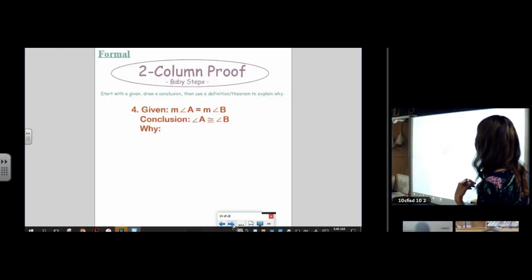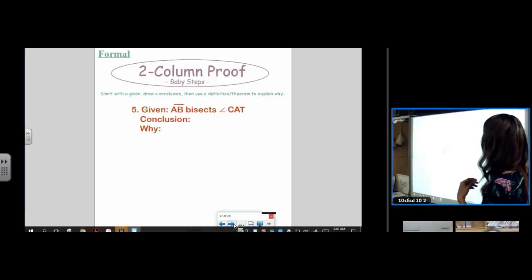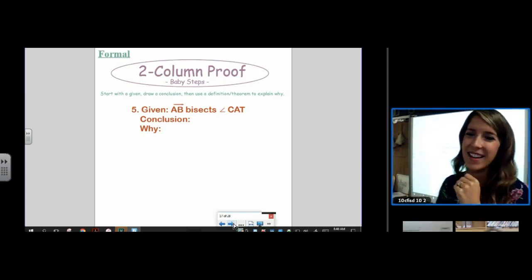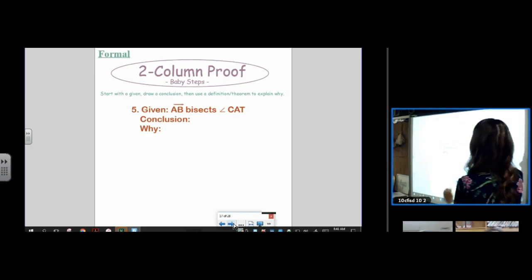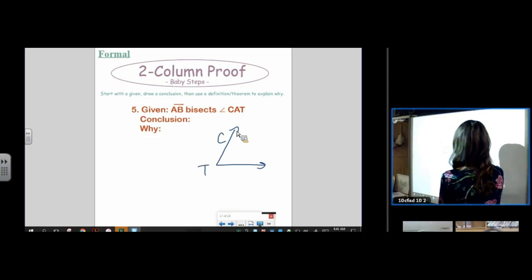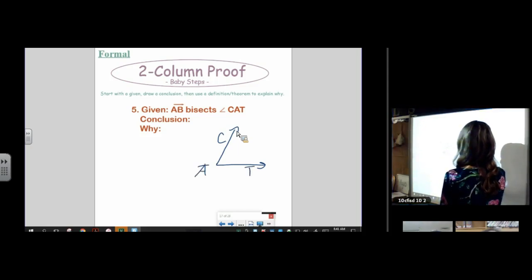Okay, I'm going to skip that one and do this one. Last one. Given ray AB bisects angle CAT. So this would be a time when I would draw a picture for reference.